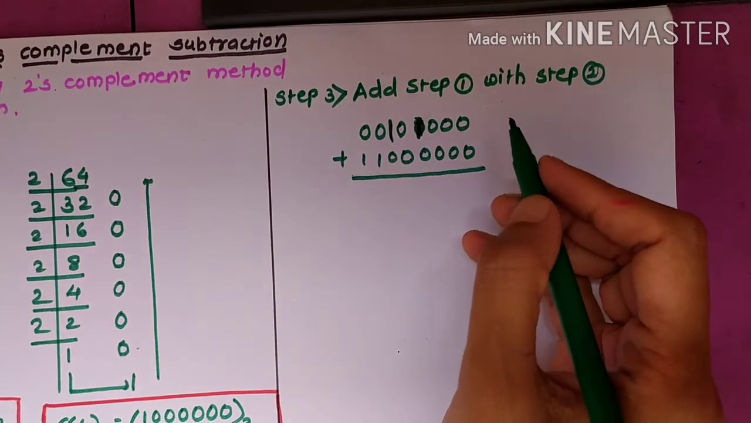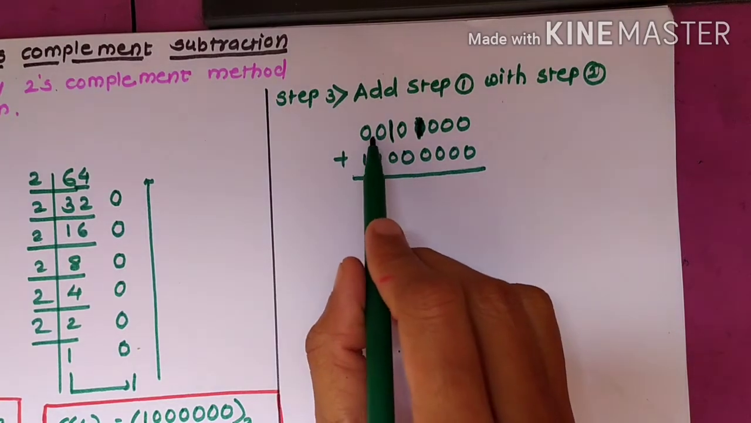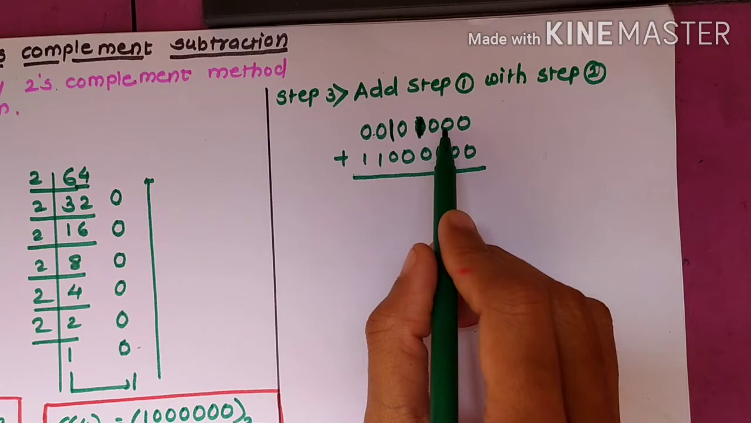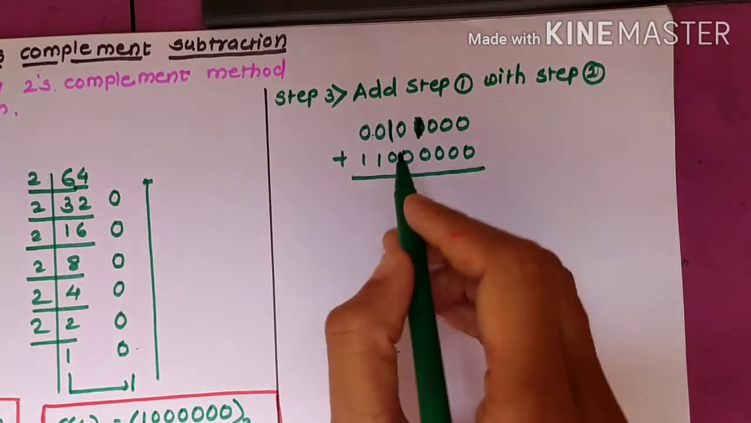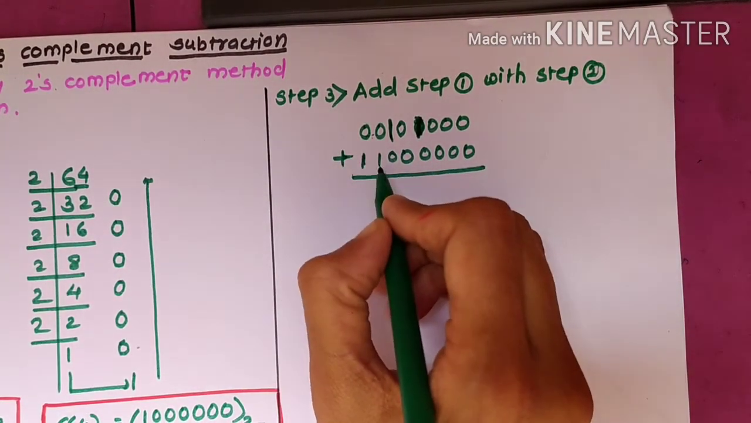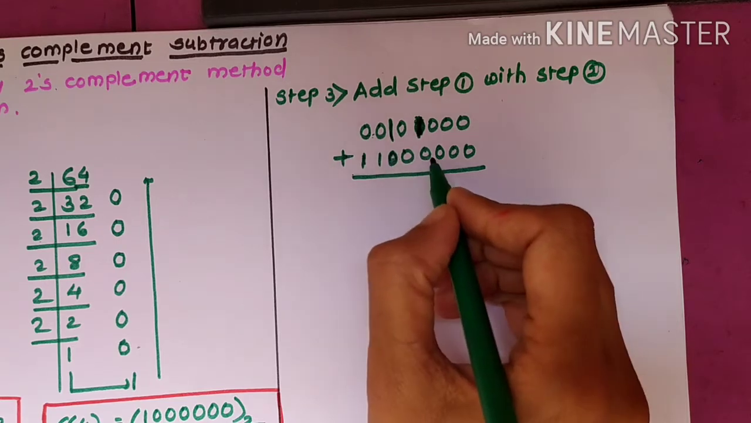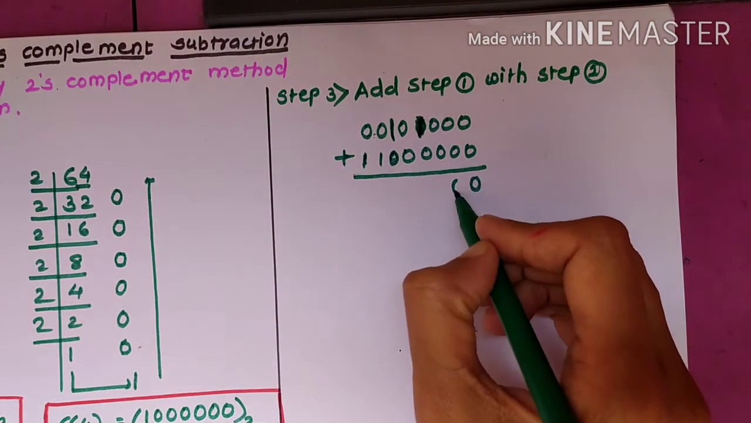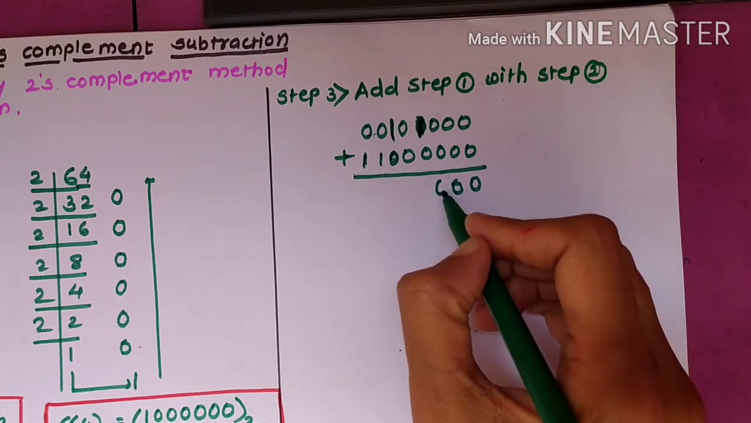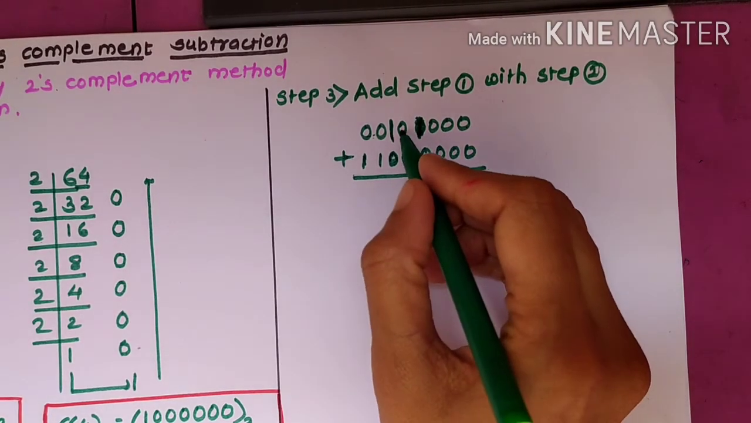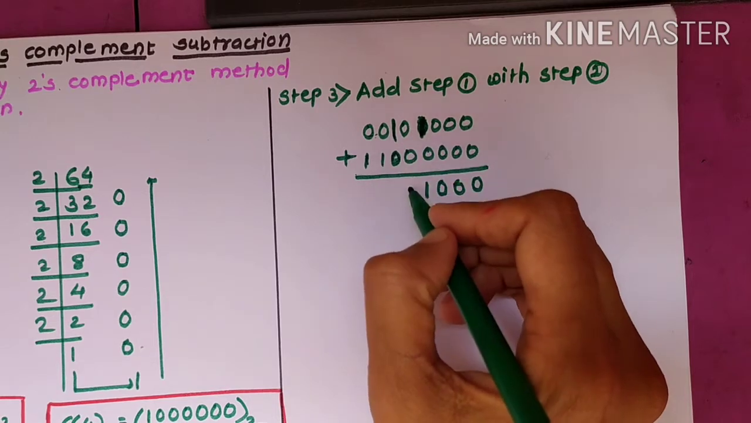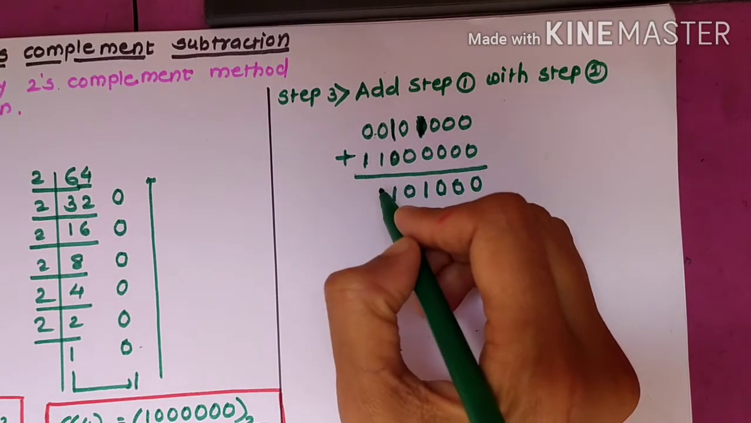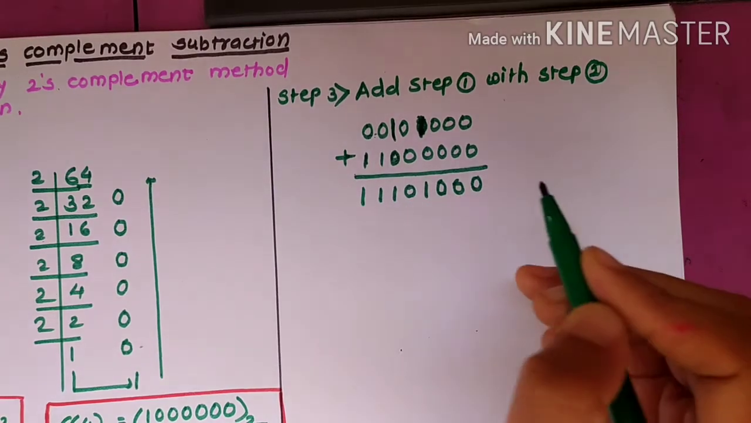Now this is step 1: 10010100 0. Okay, plus 1 1. 0 0 0 0 0 0. 0 plus 0 is 0, 0 plus 0 is 0, 0 plus 0 is 0, 0 plus 1 is 1, 0 plus 0 is 0, 1 plus 0 is 1, 0 plus 1 is 1, this 1.